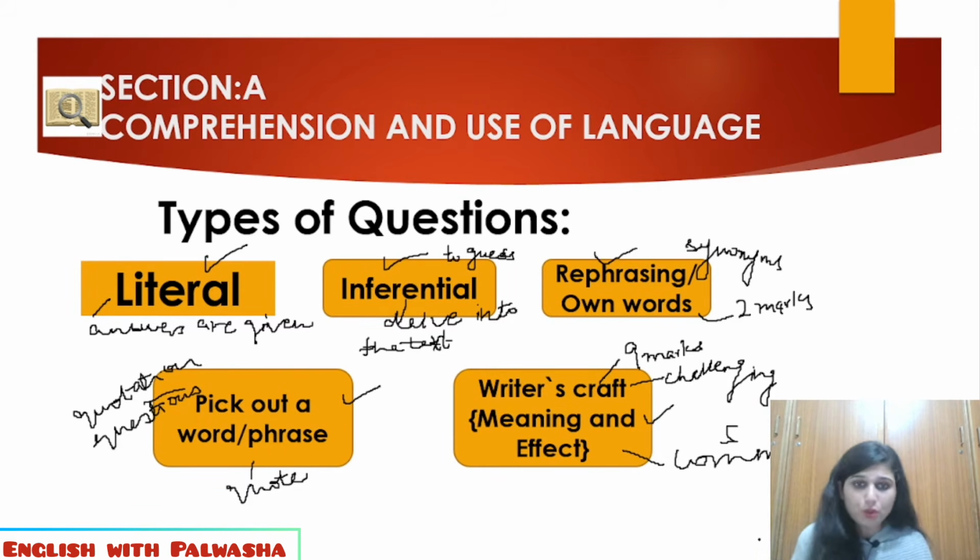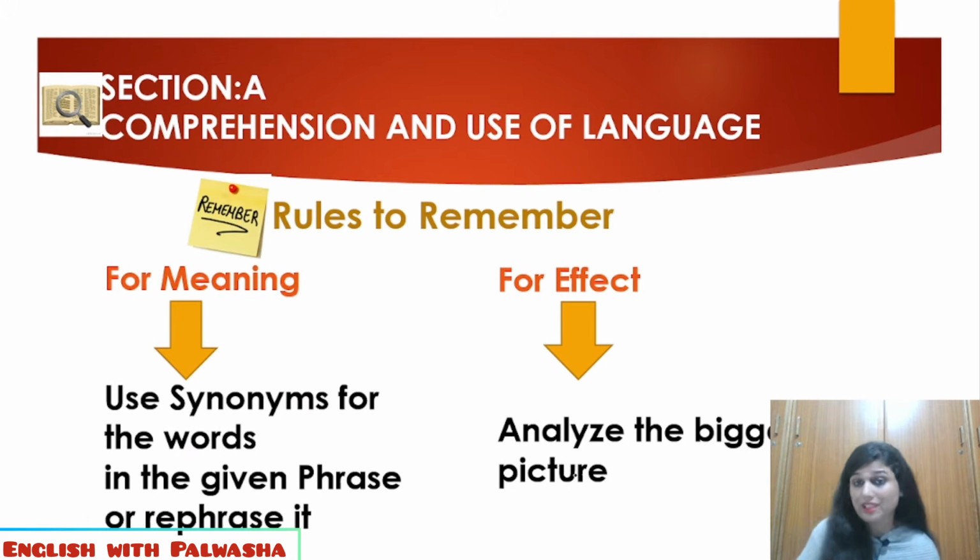Those of you who have already opted for English literature would also understand where I'm coming from. You are given a critique as a critic. So as a critic, you have to explain why the writer has used a particular word, or what effect he has used, right? Okay, so when we talk about writer's effect questions, there are some rules.